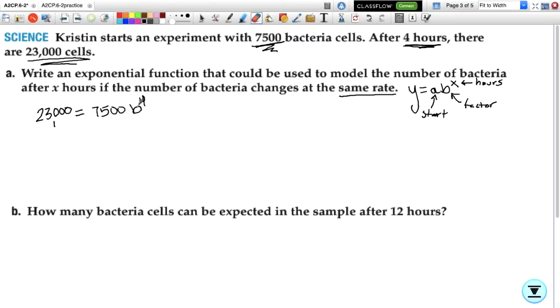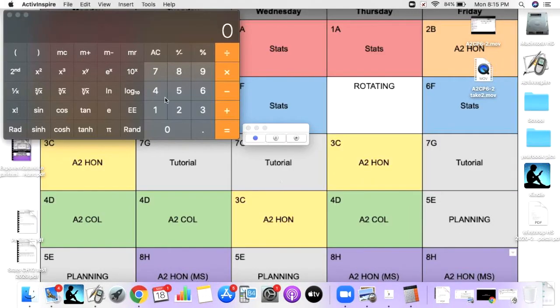So now, in order to get our growth rate so that we can write our general form of our function, which will look like this, I need to calculate this b. I'm going to try to get it alone and positive. So I'm going to start by dividing by 7,500 on both sides. So let's do 23,000 divided by 7,500.